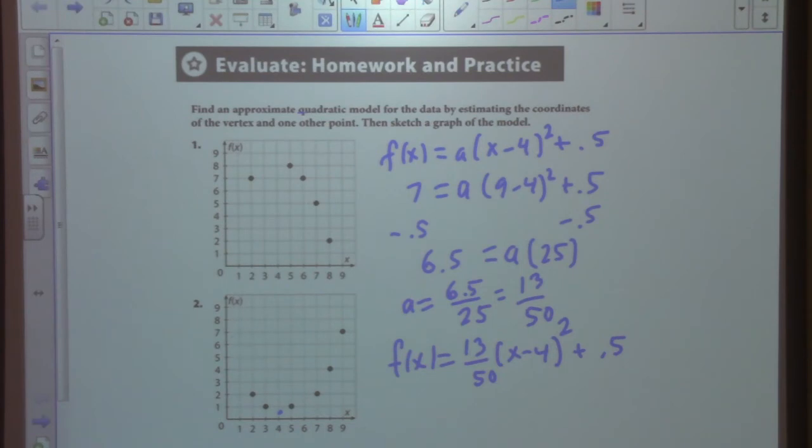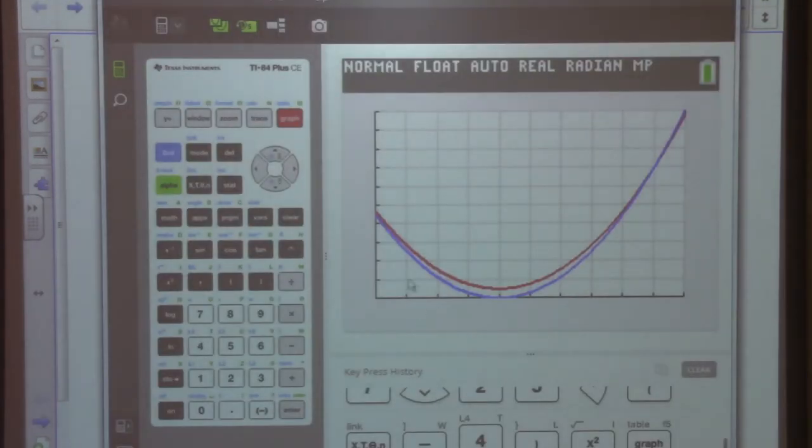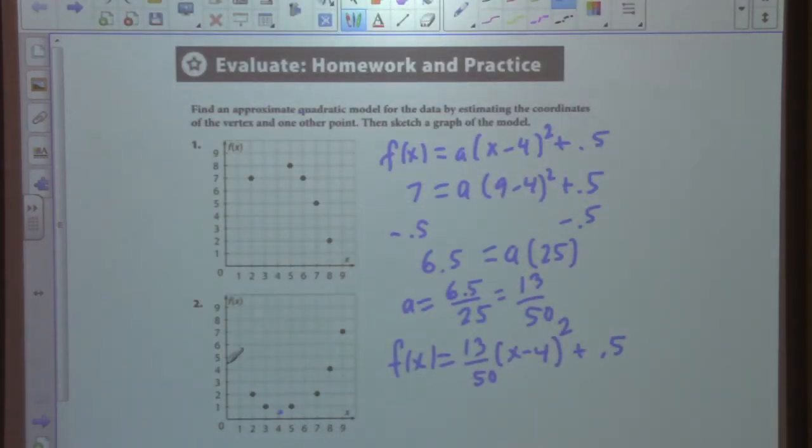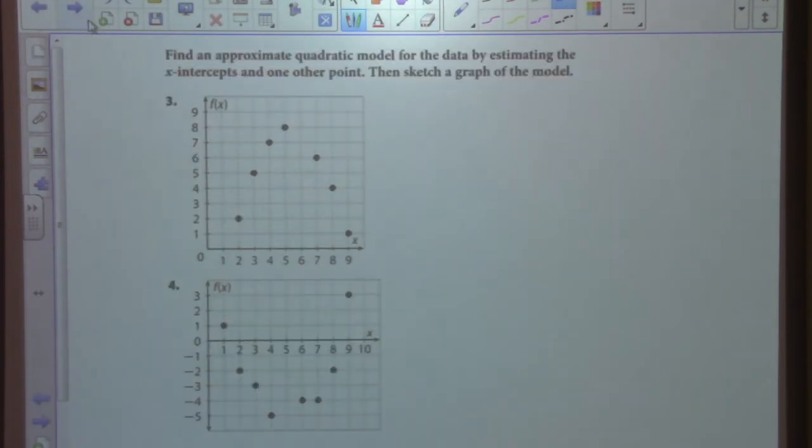Let's see what we got for the y-intercept. We got about 4.5, like this. So it'll look something like that. All right, I appreciate Peyton and Jay helping us out there. I want you to look at that and think about it for a minute, and I'll go over this one for you.